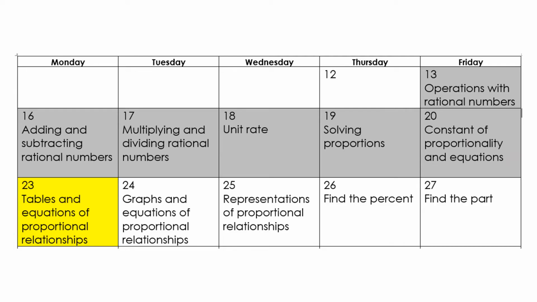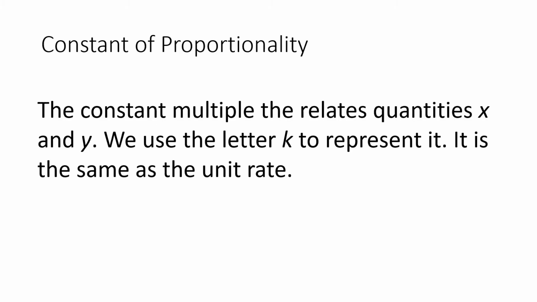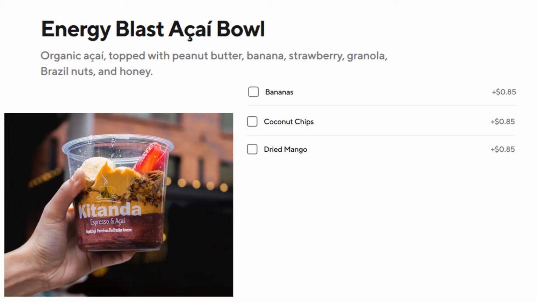Okay, so today, again, we're looking at tables and equations of proportional relationships, really similar to what we did on Friday. And just a reminder, the constant of proportionality is the constant multiple that relates quantities x and y, meaning we have two variables that we're dealing with, and it's the multiple between them. And we use the letter k to represent it. Same as unit rate.